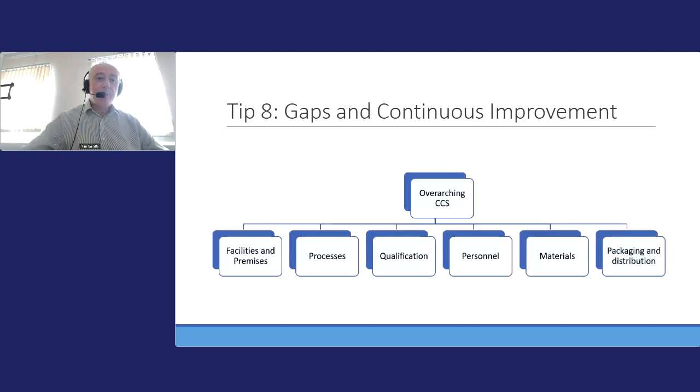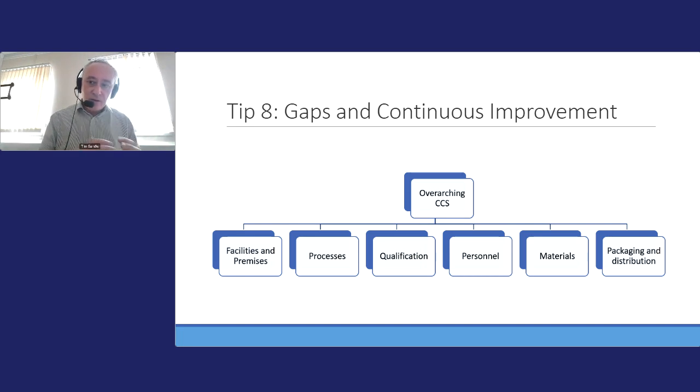Okay, my eighth tip is around putting the contamination control strategy together. So it's important to undertake gap analysis. We might think we've got a great strategy, then we can have an inspection by a regulator and get pulled up for things that, oh no, we didn't realize that, and other factors.